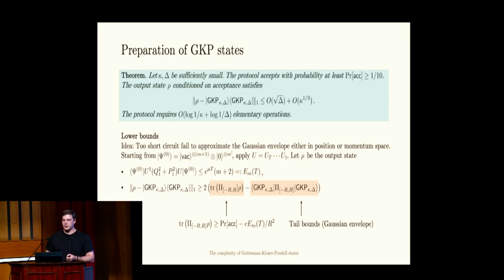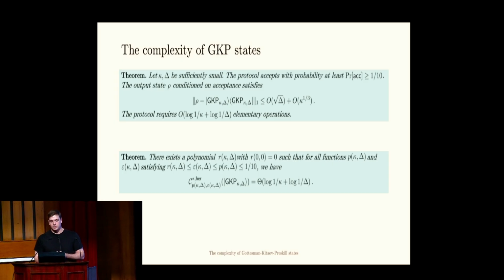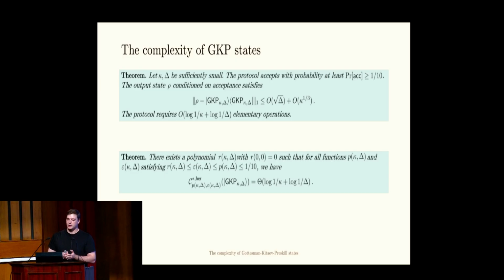So what we find is that in some parameter regime, our protocol is actually optimal. More precisely, if the tolerated error is smaller than the acceptance probability, then the heralding state complexity of the GKP state is fully characterized by this logarithm of 1 over kappa plus 1 over delta scaling.